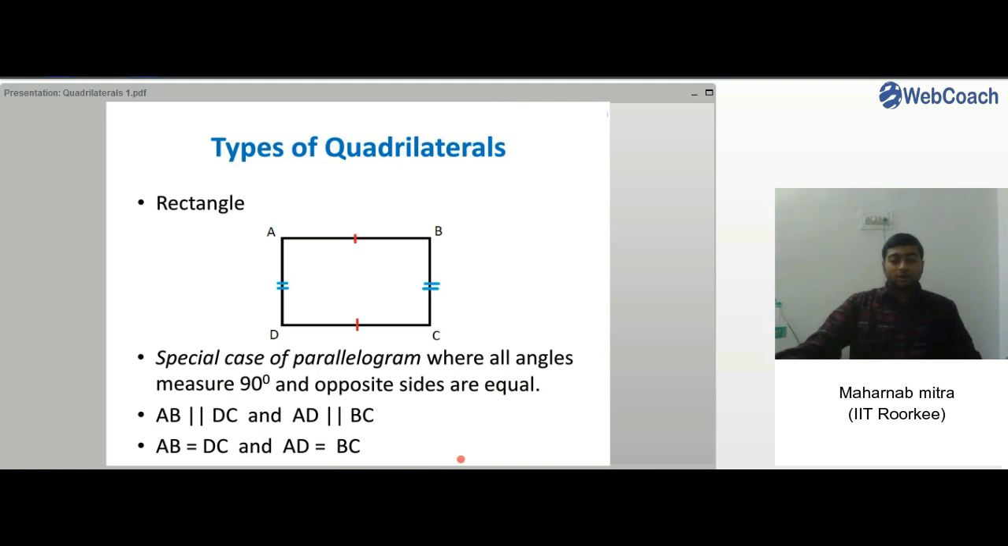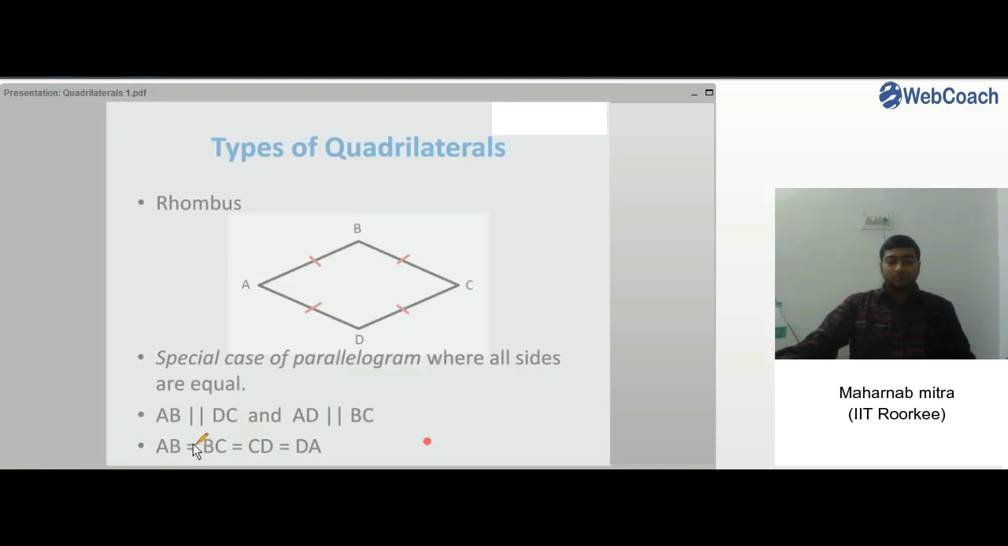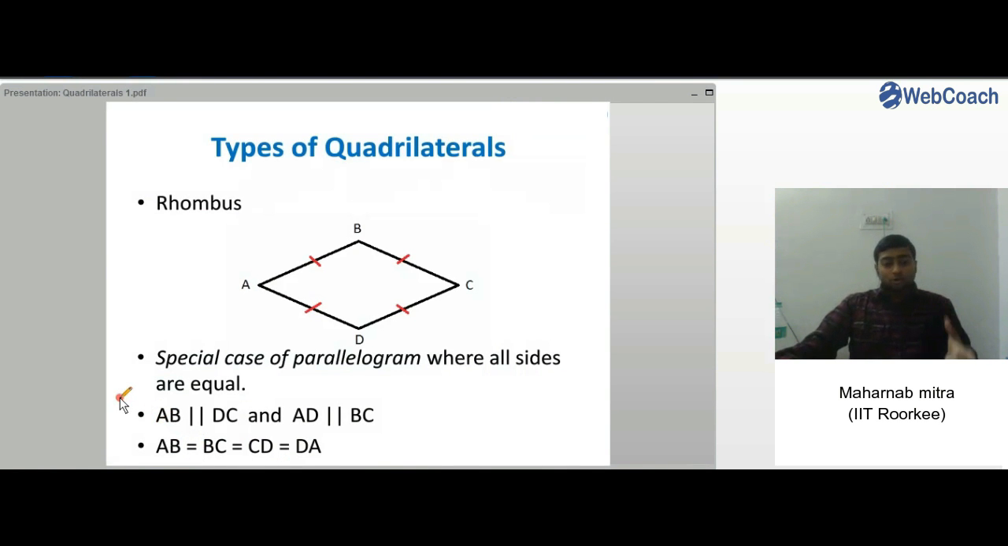So let us look at the next figure. Next figure is the rhombus, and I think you can see here rhombus looks almost like a parallelogram, but it is somewhat special. Rhombus is also a special case of a parallelogram where all the sides are equal. You can see here all the sides are marked with the same red line, to show that all the sides are equal.